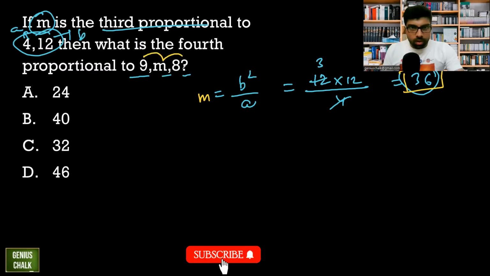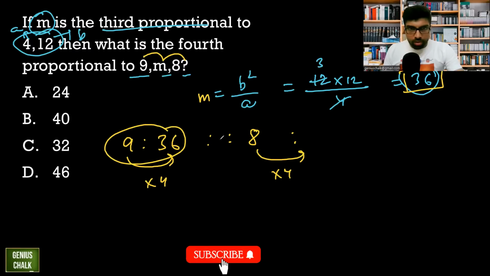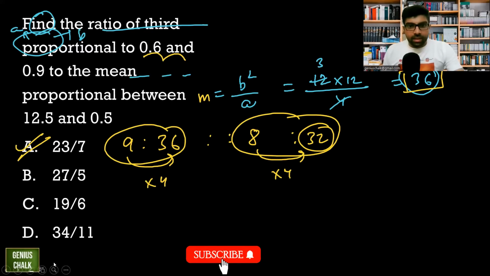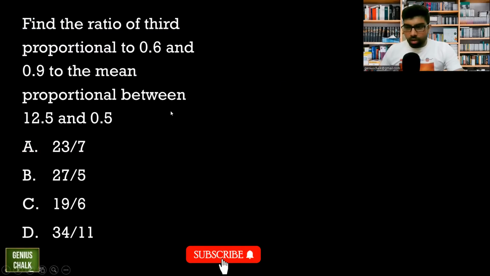What is the fourth proportional to 9, M? What is M? 36 and 8. So you know that 9 into 4, 36. So 8 into 4. Whatever is this ratio, the same is this ratio. So 8 into 4 is also 32. That is C option. Right? So different applications, but the concept is same.